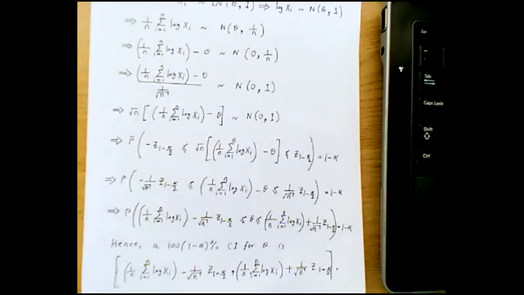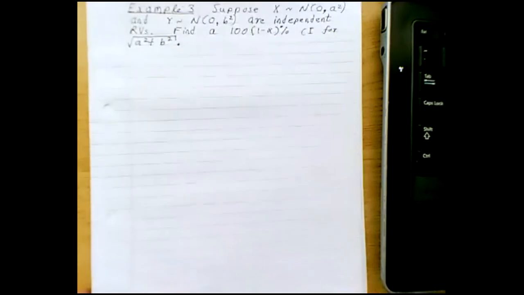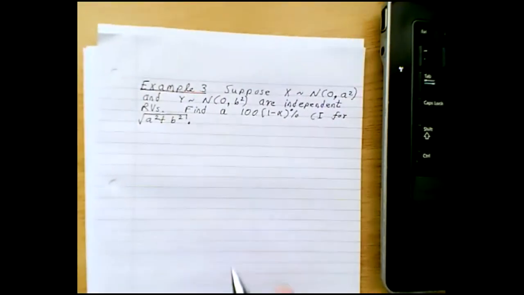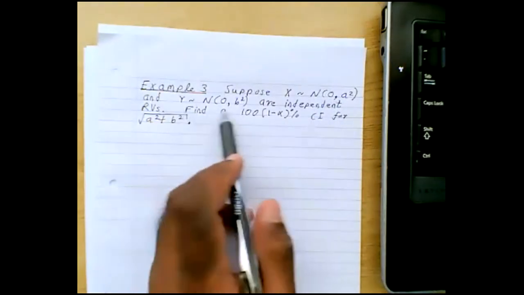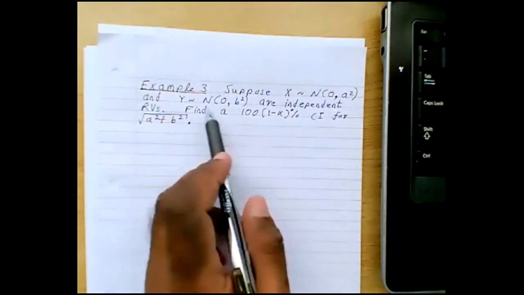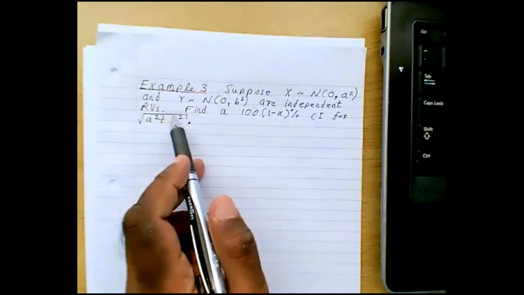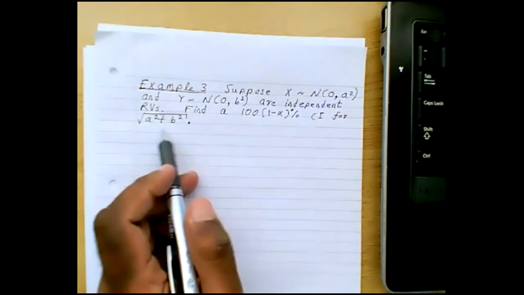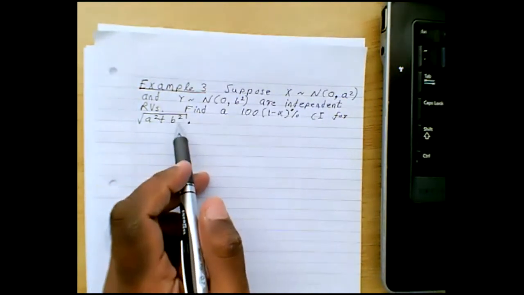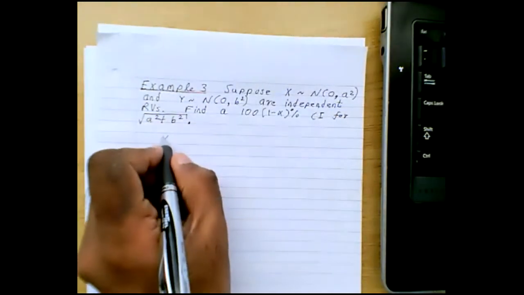Example 3 is going to be this one. Here you have two variables, X which is normal with 0 and theta squared, and Y which is normal with parameters 0 and p squared. They are independent random variables, and the question is to find a confidence interval for the square root of a squared plus b squared.